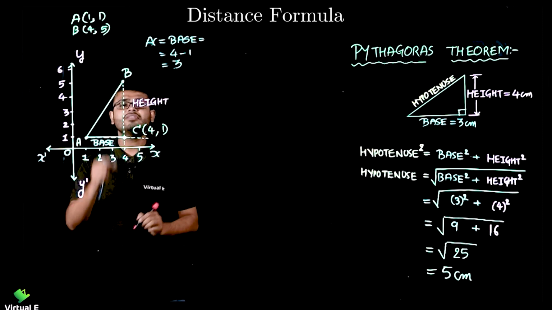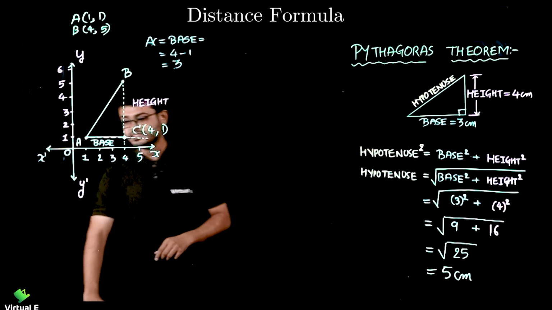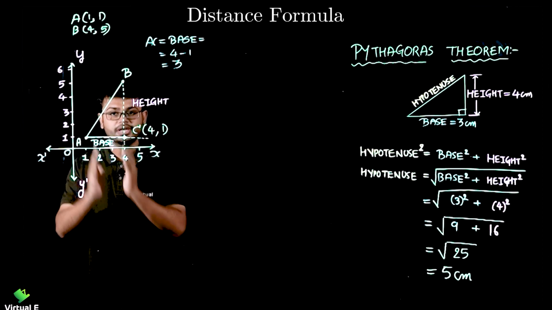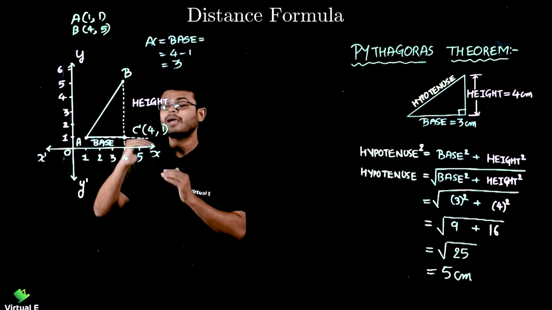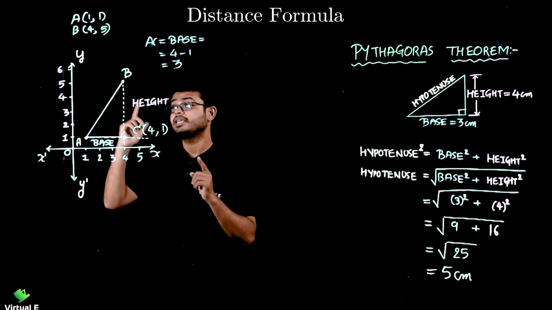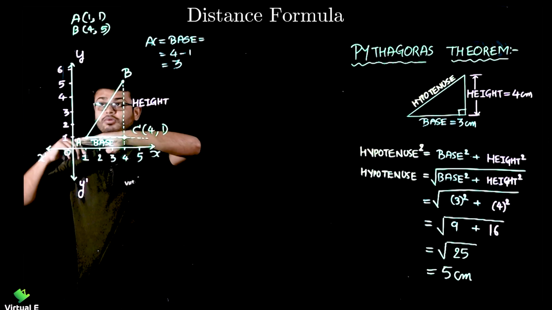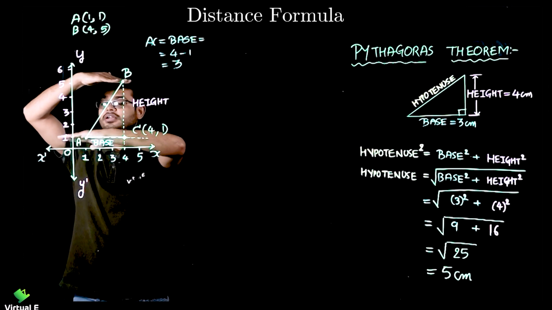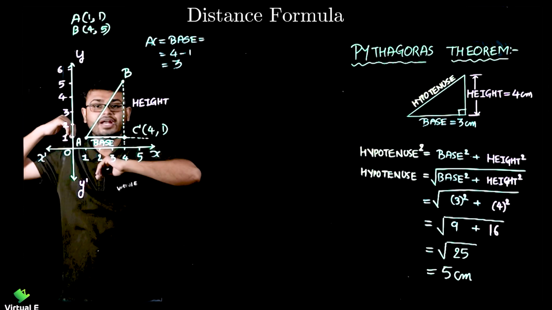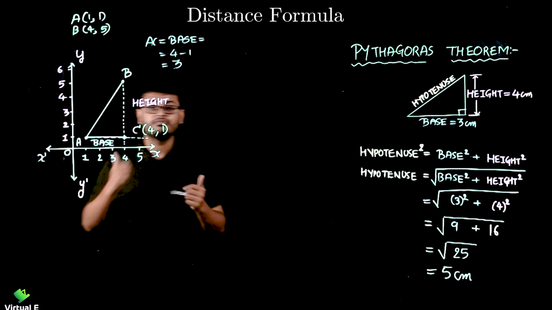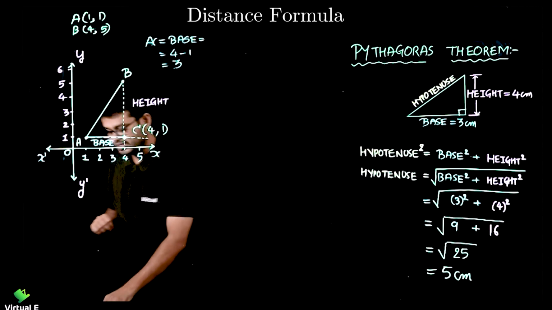Okay, so what will be the value of the height? Here I subtracted the x coordinates, but for the height, which coordinates am I going to subtract? Yes, the y coordinates. See, 1 over here and 5 over here. So 1 and 5, I need to subtract them. 5 minus 1 will be what? 4.